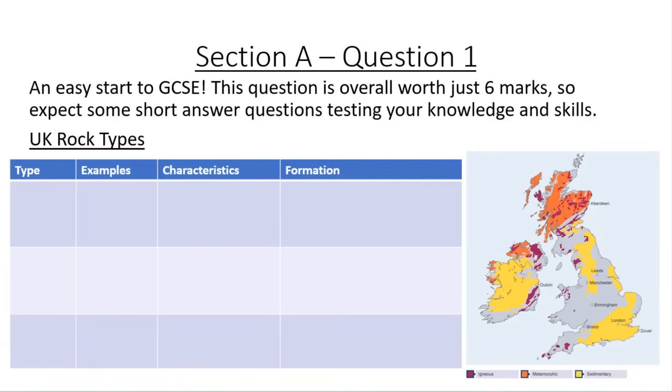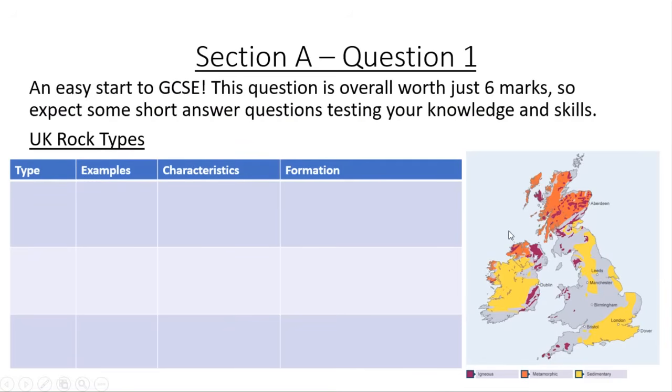So what I can almost guarantee is there will be a question about UK rock types specifically. If you look at the map on the right hand side, this shows you the main different types of igneous, metamorphic and sedimentary rock and where you would find them in the UK. Now there was a question in a GCSE paper recently where they just had a blank map of the UK and the igneous rock highlighted but without the label, and you needed to know that that was the igneous rock. So please just know that by heart.